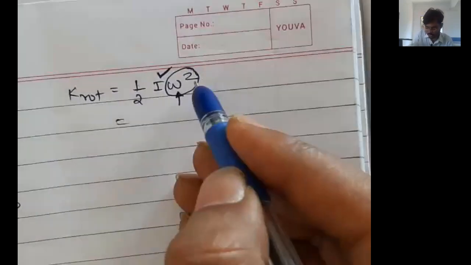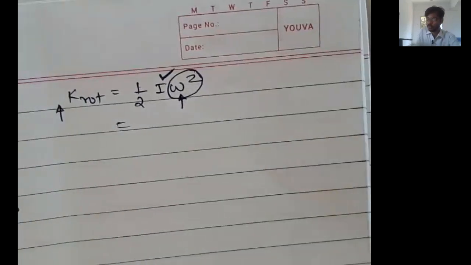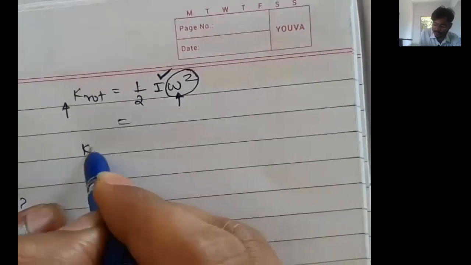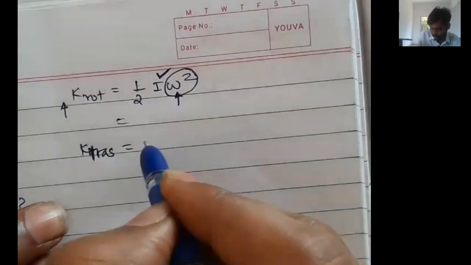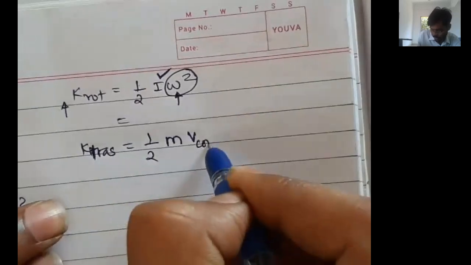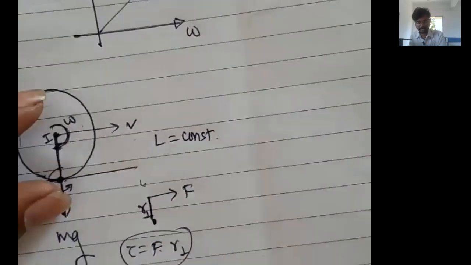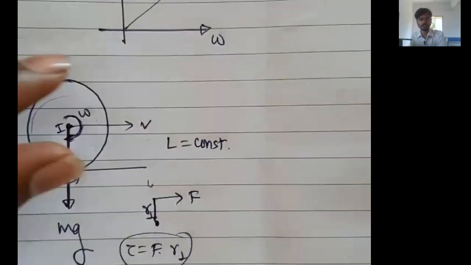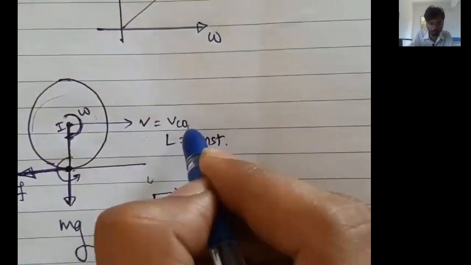If omega square increases, rotational kinetic energy is actually increasing. And if you consider the translational kinetic energy, what is the translational kinetic energy? 1/2 mass of the object into velocity of center of mass square. See, this object is also sliding forward with the velocity equal to v, or equal to velocity of center of mass.